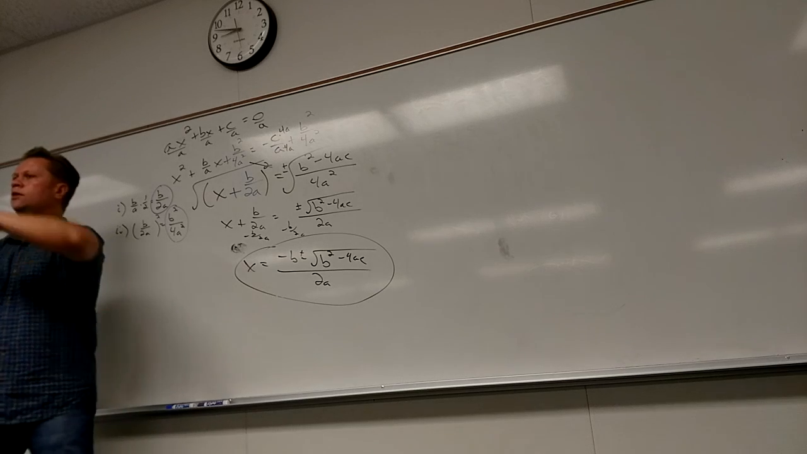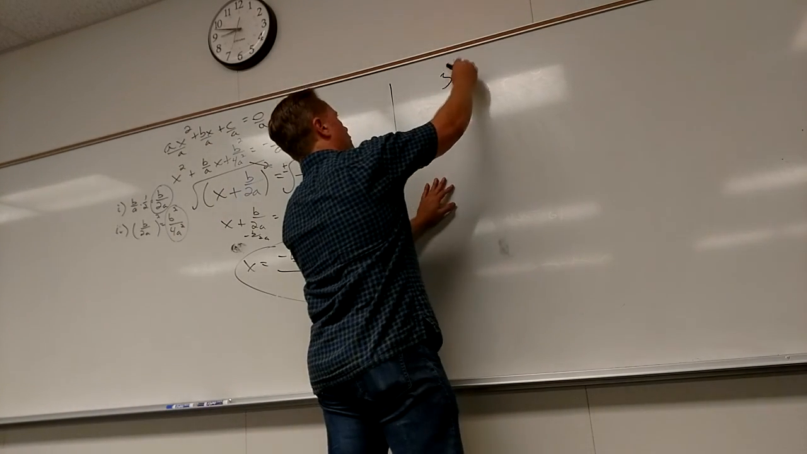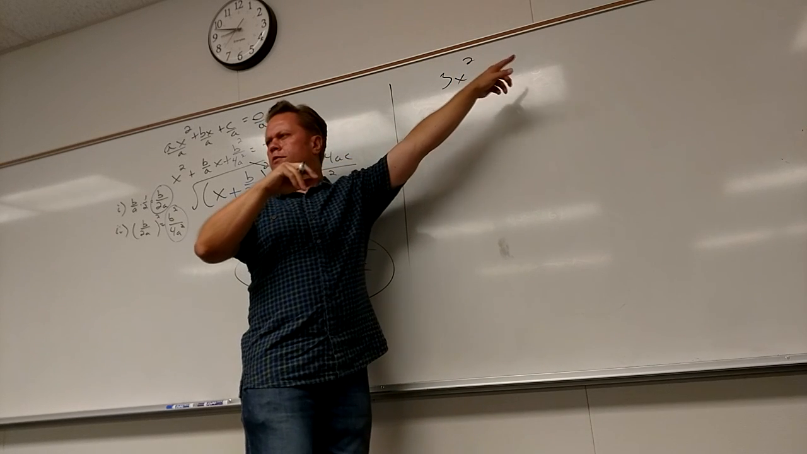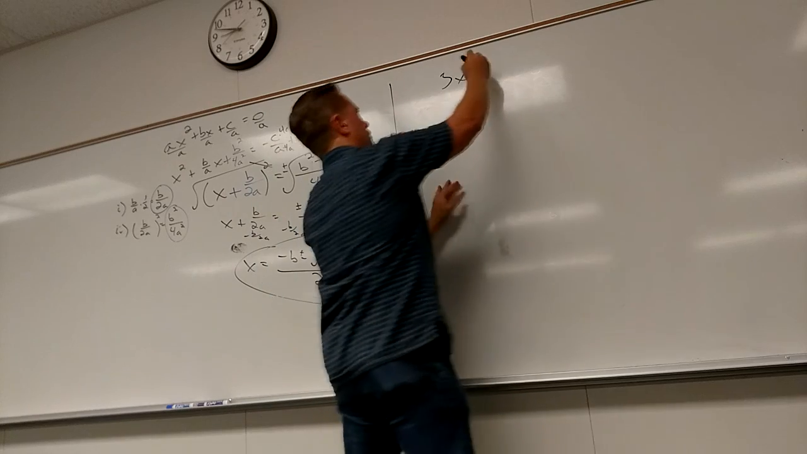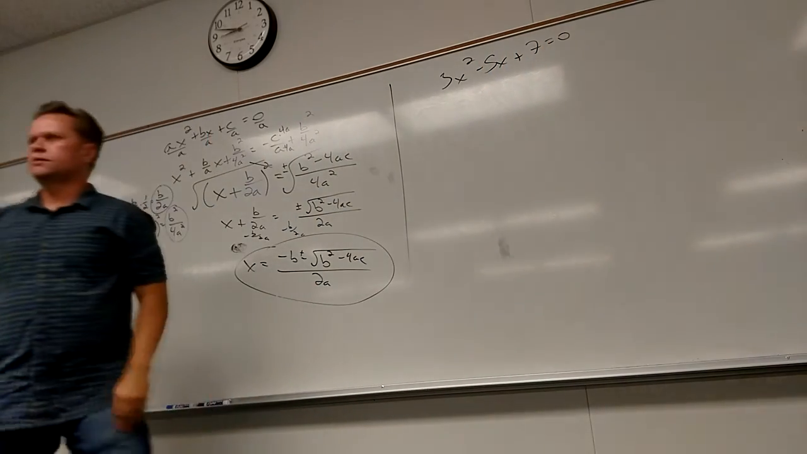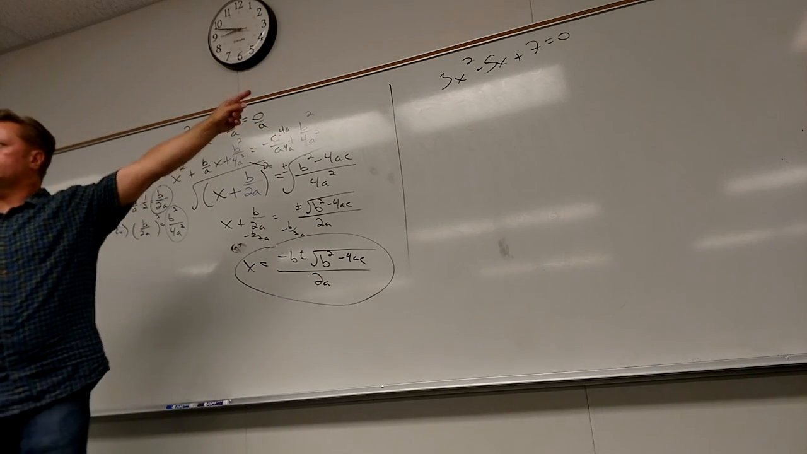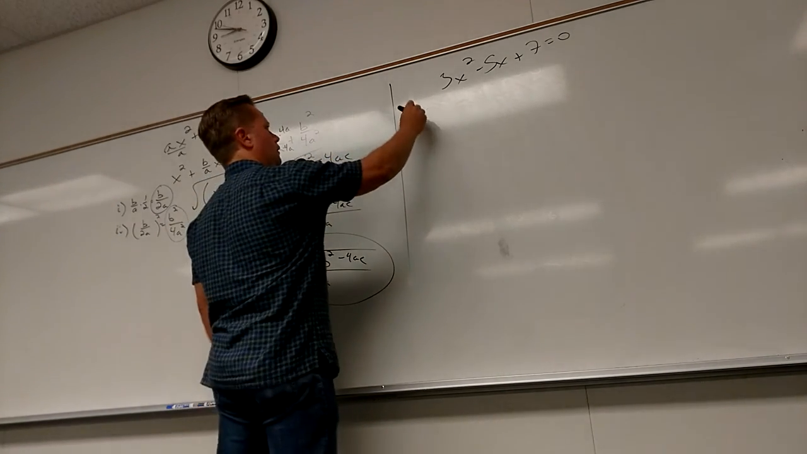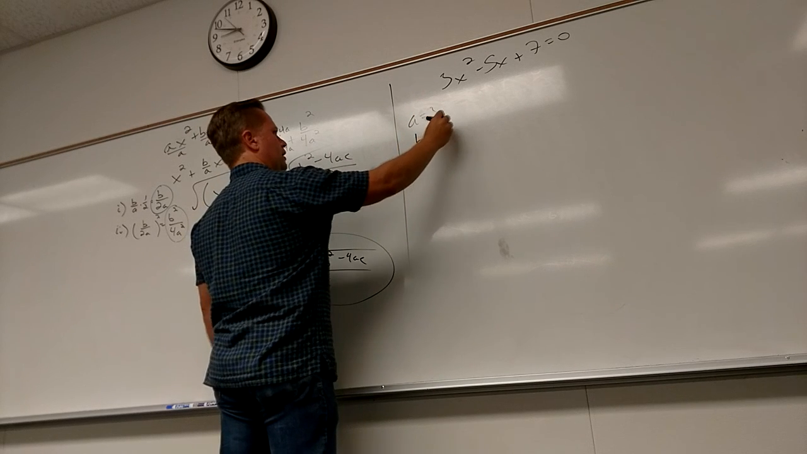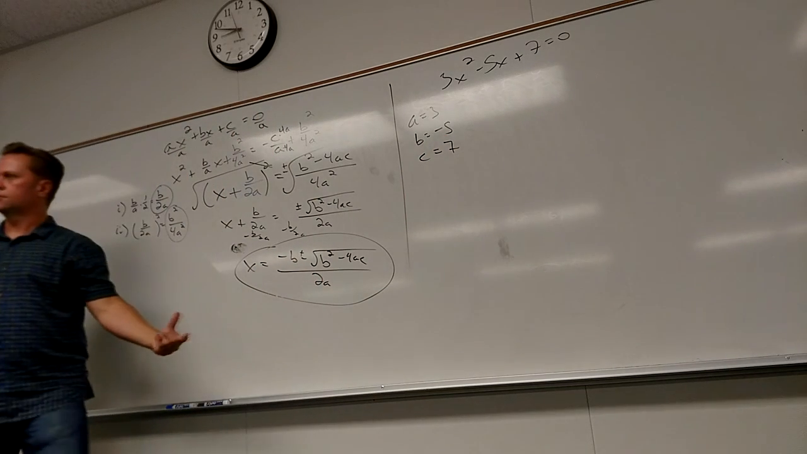So let's do that one we just did. The one that had a 3 in it, where Will asked if he could just use quadratic. 3x squared minus 5x plus 7, was that the one? Okay, so let's go ahead and try to use the quadratic formula on that. In this situation, what's a? 3. What's b? Negative 5. And what's c? 7. So it's just a plug and chug situation, right?